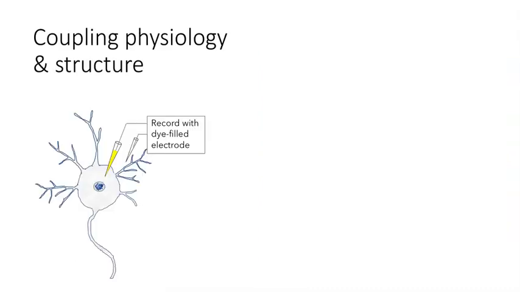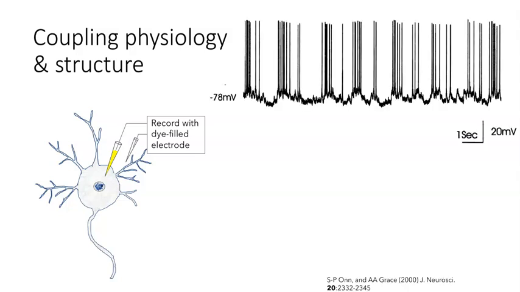In the 70s, it also became possible to couple physiology and structure by making recordings with dye-filled electrodes. So people have been doing electrophysiological studies and inserting electrodes into neurons in order to look at their activity for years. In this variation on the technique, the electrode's not only filled with a saline solution, but also with a dye that can be injected into the cell.